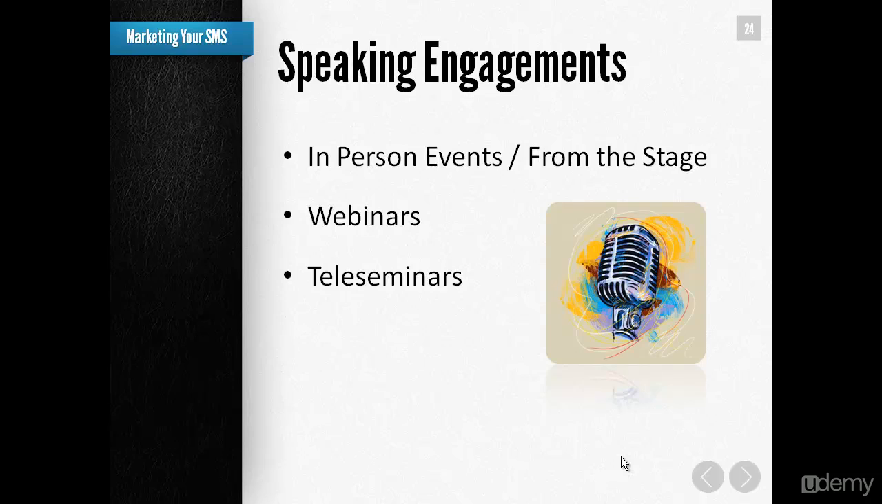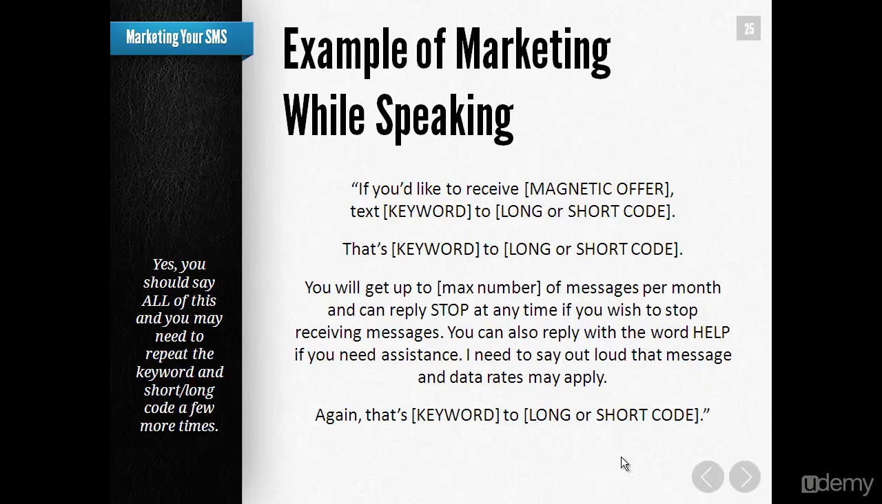If you're speaking from the stage or talking with someone or at a webinar or teleseminar, you can say out loud your offer. If you'd like to receive, state your magnetic offer, text keyword to, and then your short code or your long code. Say it again so people can hear it. They don't always hear it the first time.